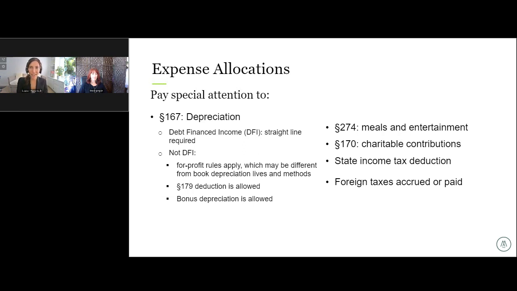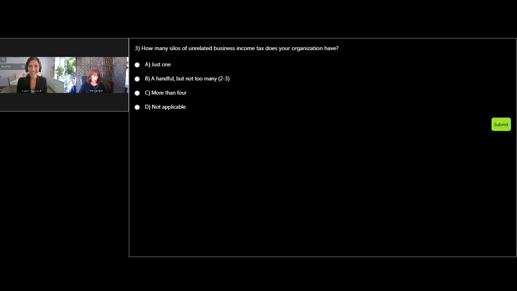And then state income tax and foreign taxes are deductible as well. So with that, I'll pause to see if there are any questions that have bubbled up as we talk through expenses, but if not, we're moving along to recent changes. And a polling question. So let's see, how do I get slides here? Here we go. Okay, recent changes. Here we got our next polling question.